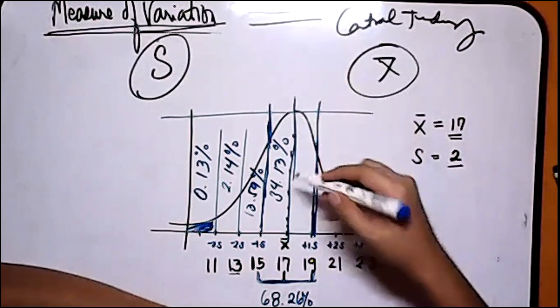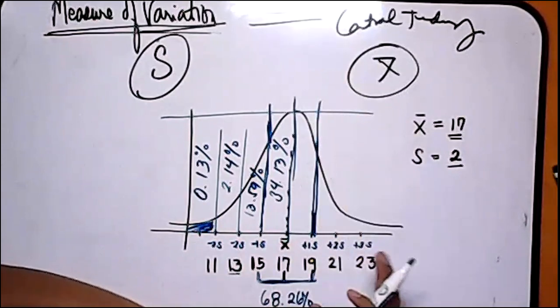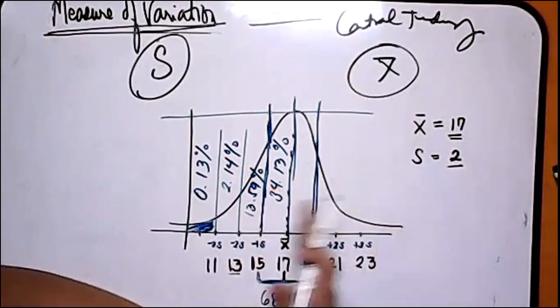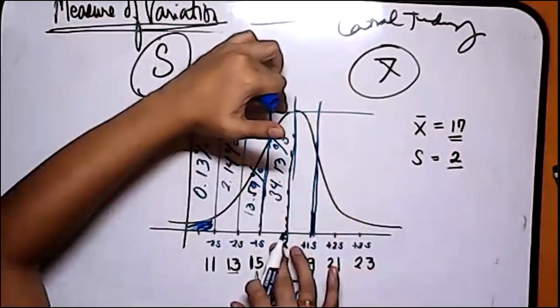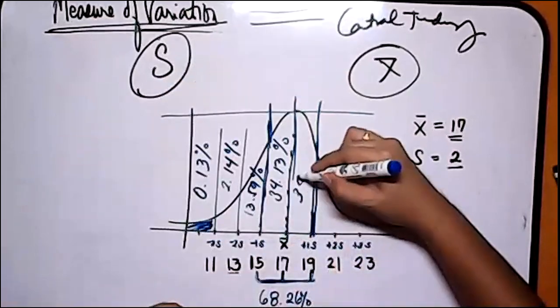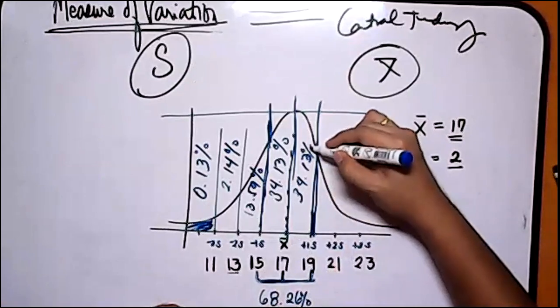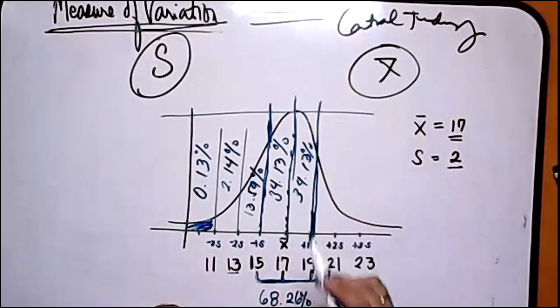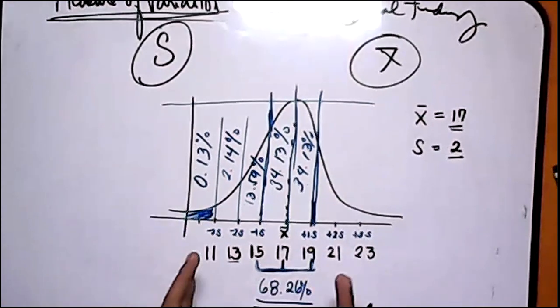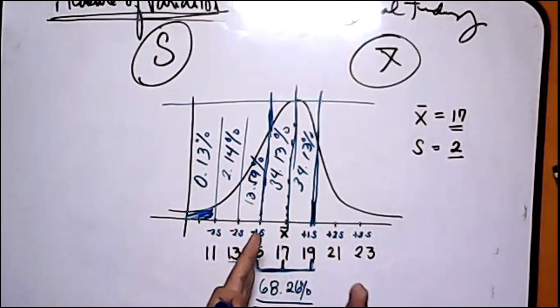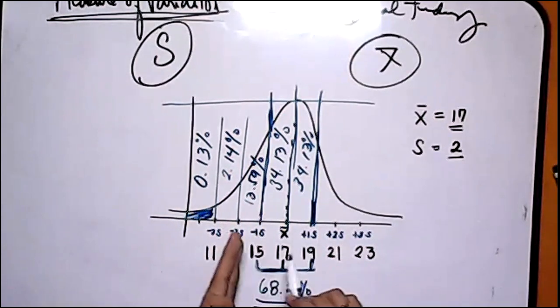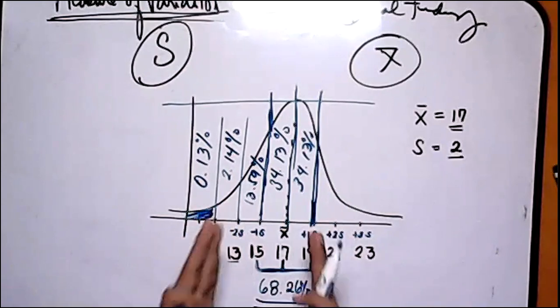Because I said that our normal curve is symmetrical. What you see here is also what you see there. Since this is the mirror image of this area, that is also 34.13. You simply add these together and you get 68.26%. That is the percentage of students who are between 15 and 19, or one standard deviation below and above the mean.